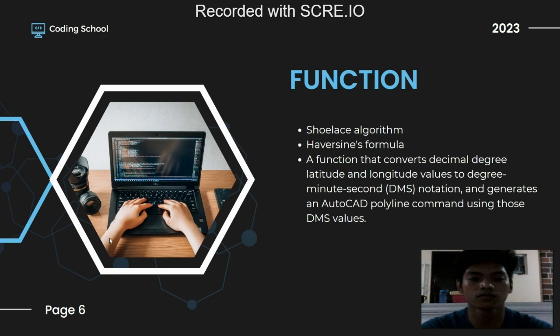First is the shoelace algorithm, a formula that uses the coordinates of a polygon's vertices to calculate its area. It gets its name from the pattern that emerges when you multiply and add up the coordinates. Second is the Haversine formula for computing the distance between 2 points on a sphere given their latitudes and longitudes. And last is a function that converts decimal degree latitude and longitude values to degree minute seconds, or DMS, notation and generates an AutoCAD polyline command using those DMS values.